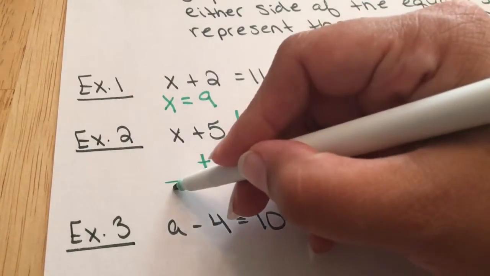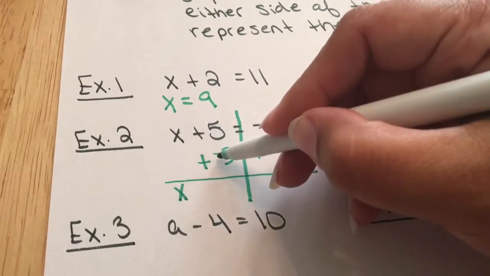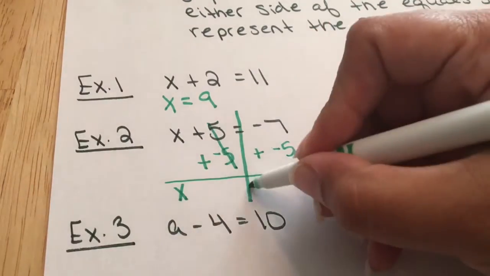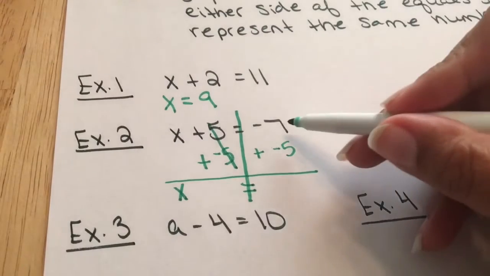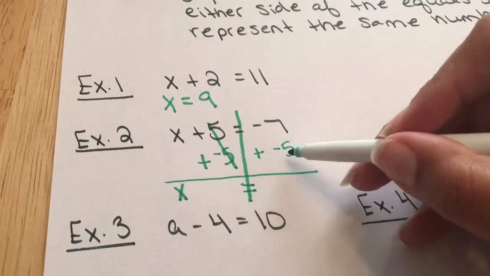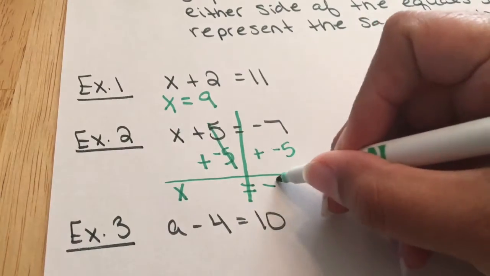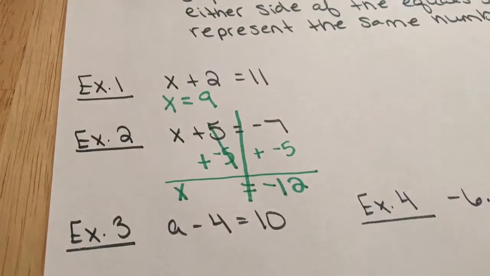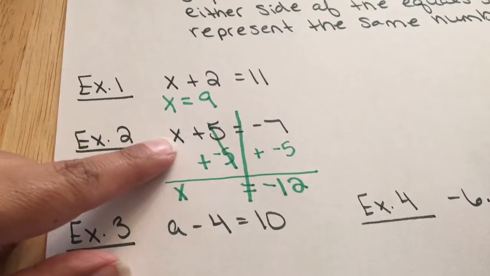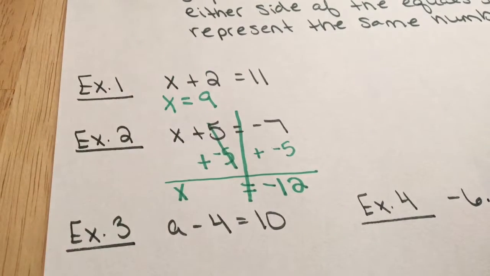So the x comes down, nothing happens to that. A 5 plus a negative 5 we know is 0, that's gone. Then we have negative 7 plus negative 5. And negative 7 plus negative 5 is going to be a negative 12. If we want to go ahead and check that, we know that negative 12 plus 5 does equal negative 7. Therefore, we've solved for our x, and we're done.